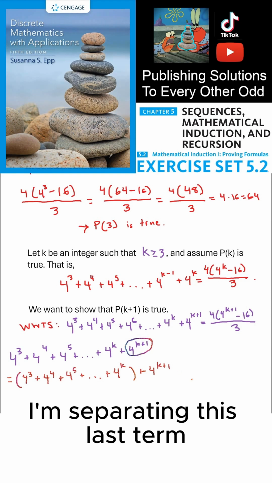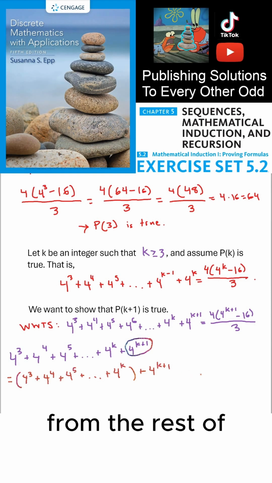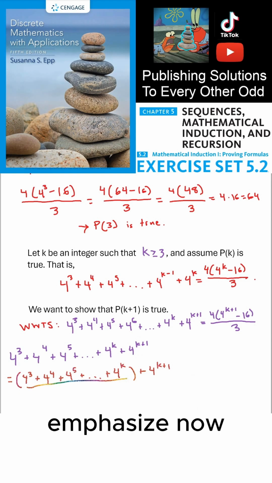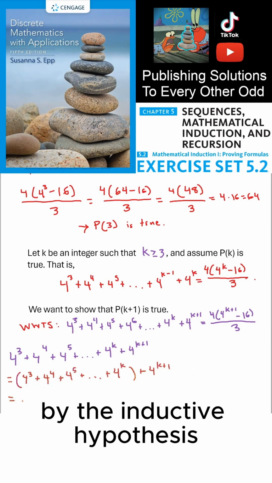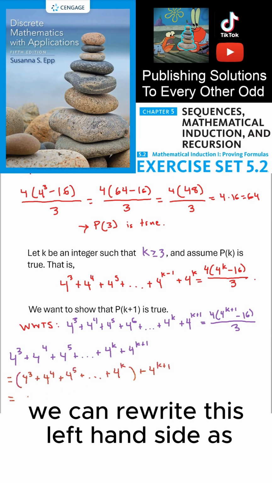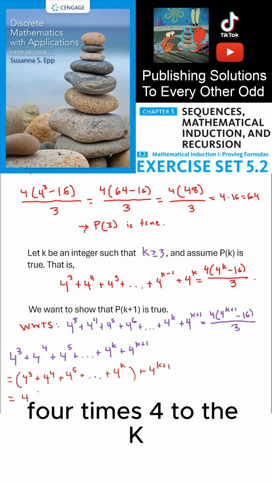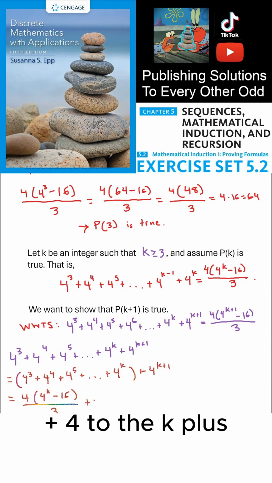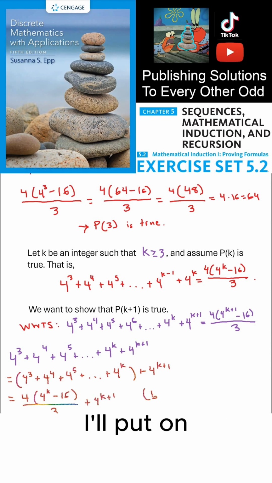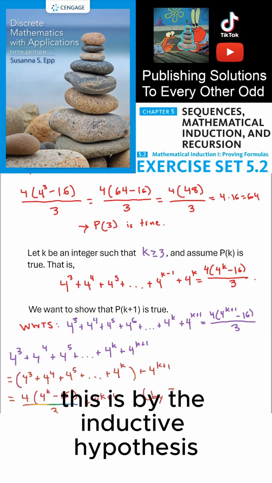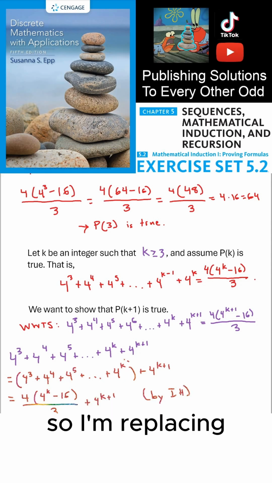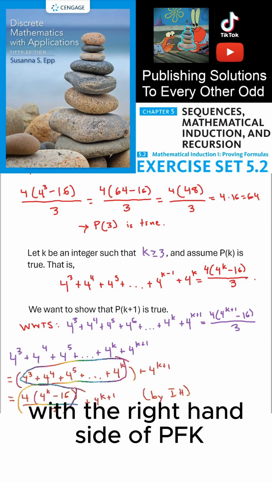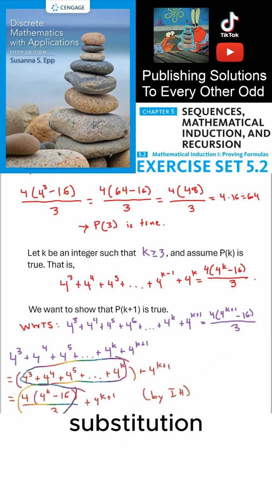I'm separating this last term from the rest of the group by putting parentheses around the part that I want to emphasize. Now, by the inductive hypothesis, we can rewrite this left-hand side as 4 times 4 to the k minus 16 over 3 plus 4 to the k plus 1. And again, I'll put on the side here, this is by the inductive hypothesis. So I'm replacing the left-hand side of P of k with the right-hand side of P of k. This is a matter of substitution.